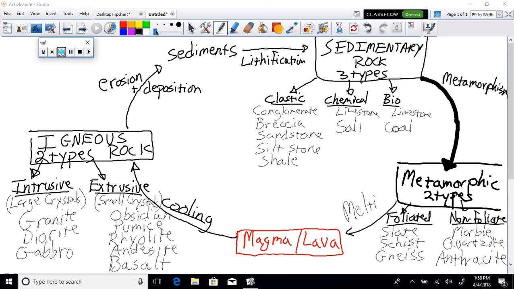So this cycle goes round and round. So you go from magma, cooling it to these igneous rocks, of which there are two types, to sediments, from lithification to sedimentary rocks, of which there are three types. Through metamorphism, you go to metamorphic rocks, of which there are two types, and melt back again to lava. So you need to know all this and the rocks and where they fall into.